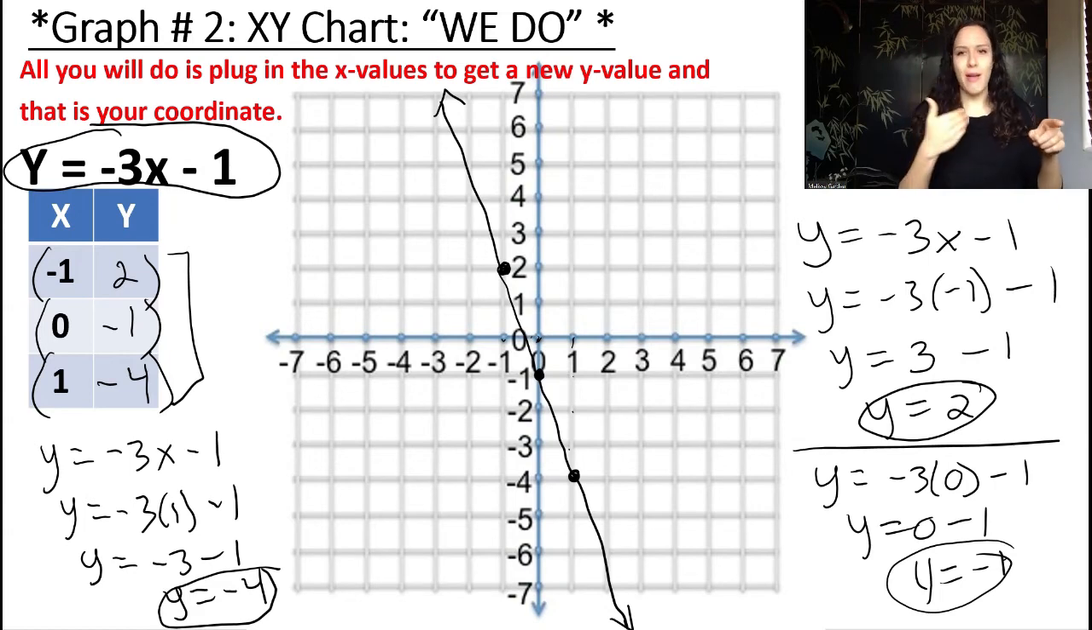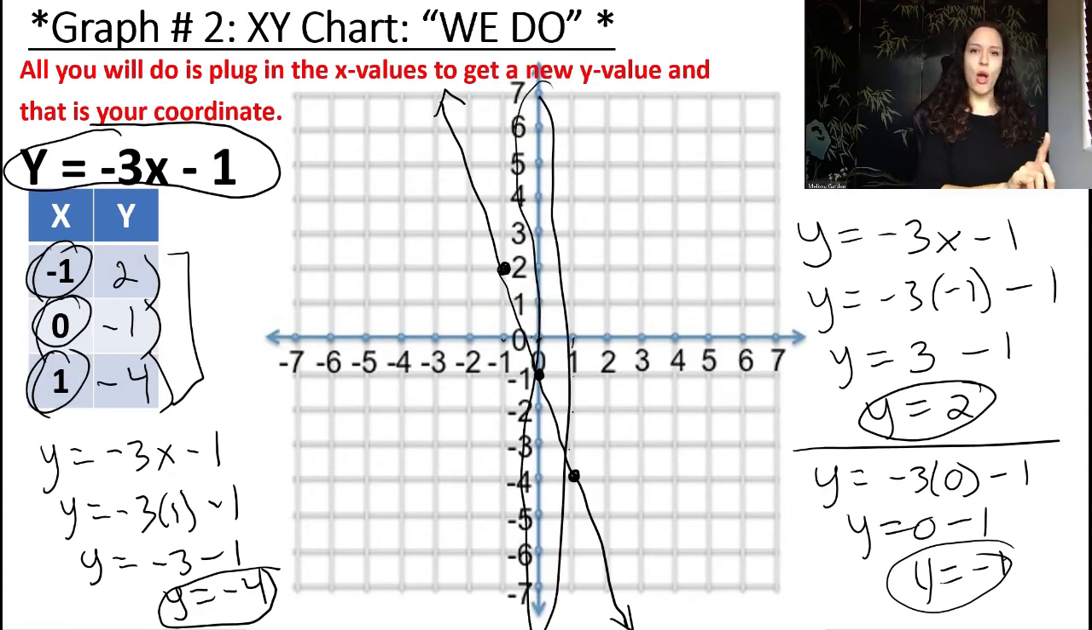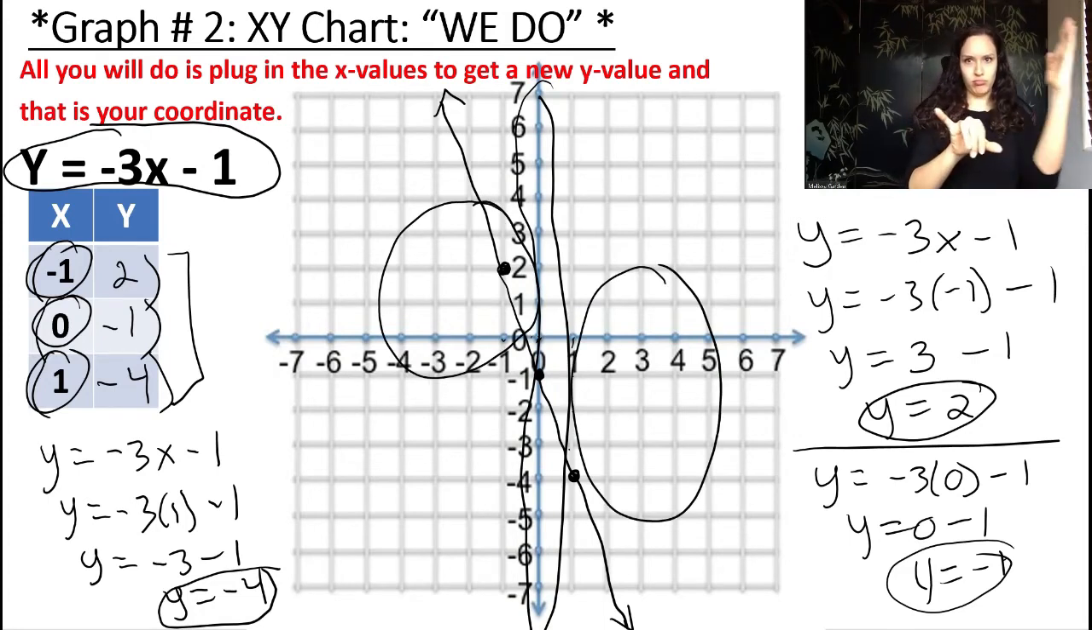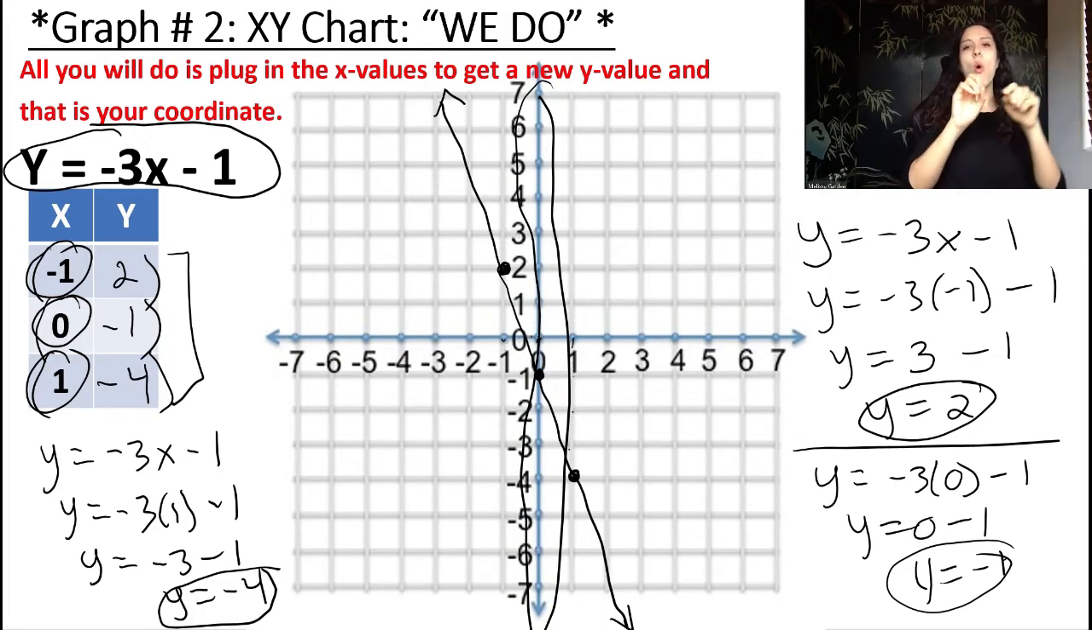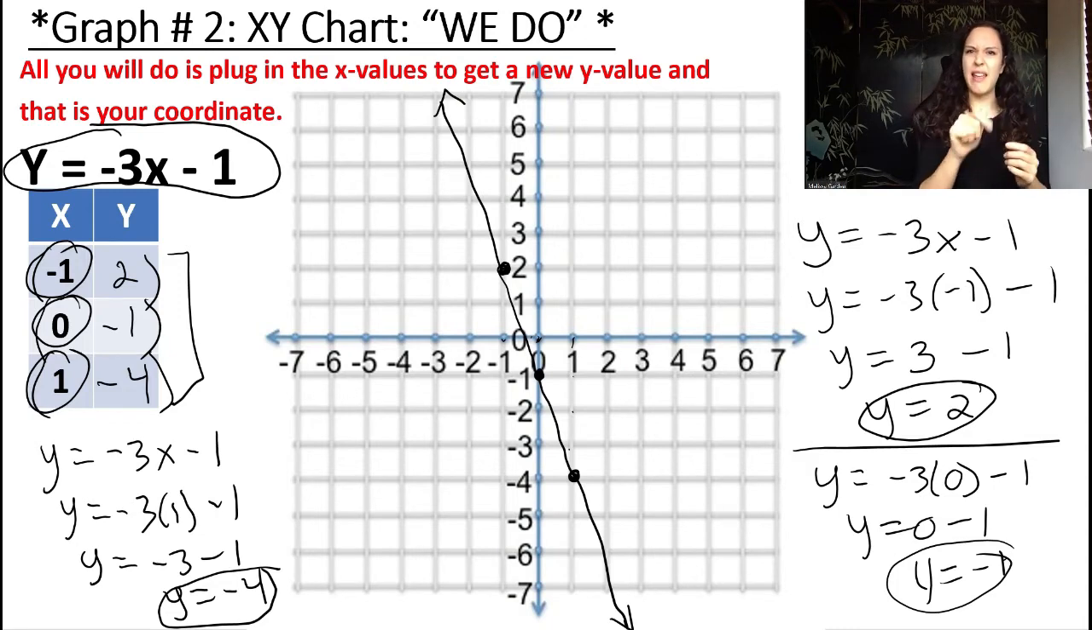All you need is 2 points to make a line, but as you can see, I'm giving you negative 1, 0, and 1 because I want to see what happens directly on the y-axis. I want to see what happens to the left of it and to the right side of it. So that's why I'm giving you negative 1, 0, and 1. Really, you can plug in any point, but not all points will be on this small graph.